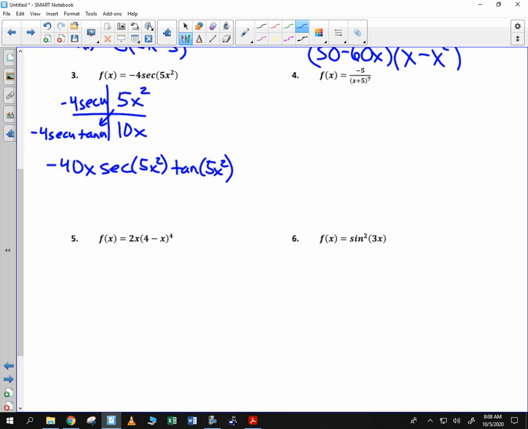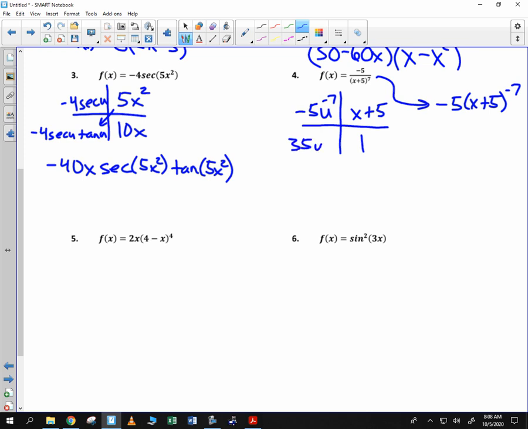This one would be more helpful, instead of using the quotient rule, to just rewrite it as negative 5 times x plus 5 to the negative 7th power, and then use the chain rule. And so we have negative 5u to the negative 7th, and we have x plus 5. The derivative of x plus 5 is 1. The derivative of negative 5u to the negative 7th is 35u to the negative 8th, or 35 over x plus 5 raised to the 8th power.